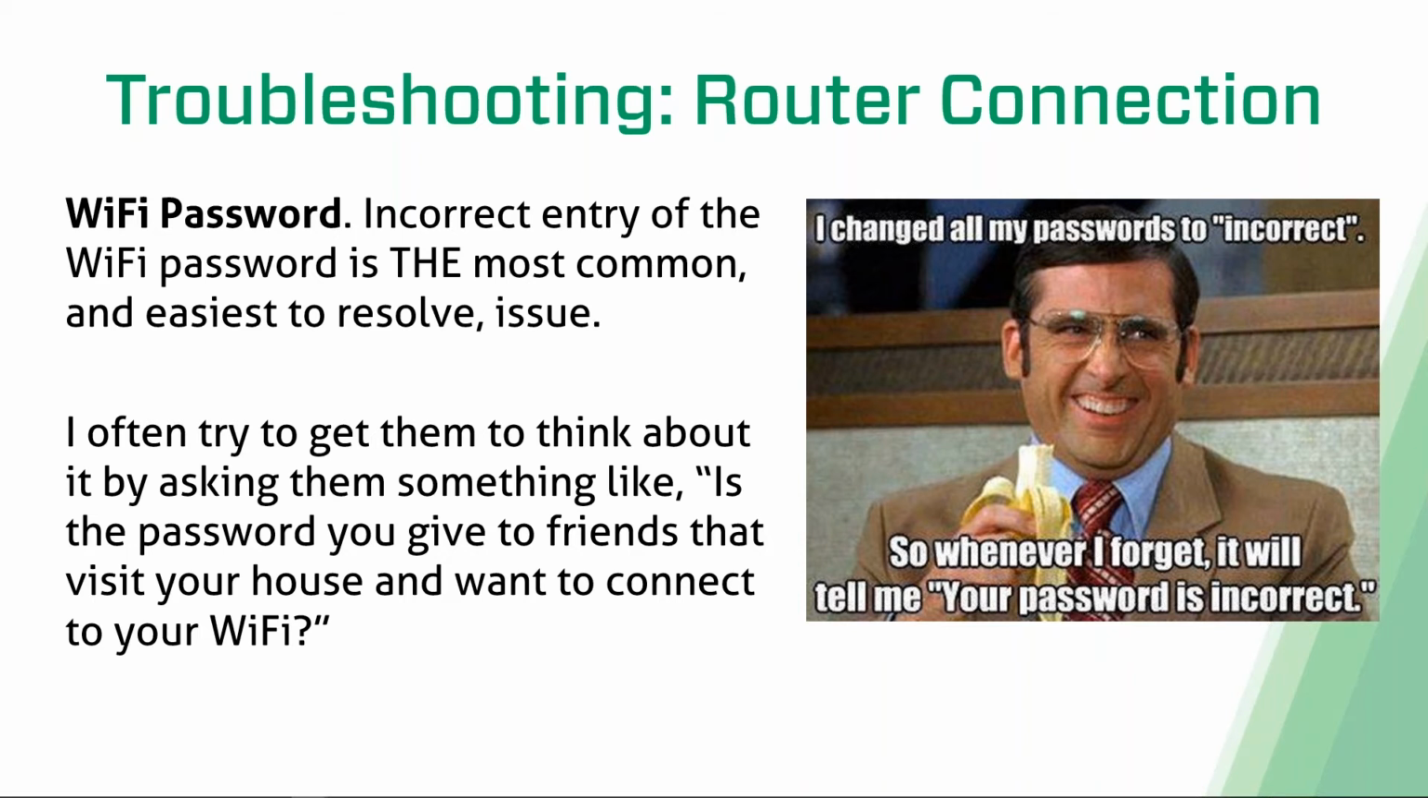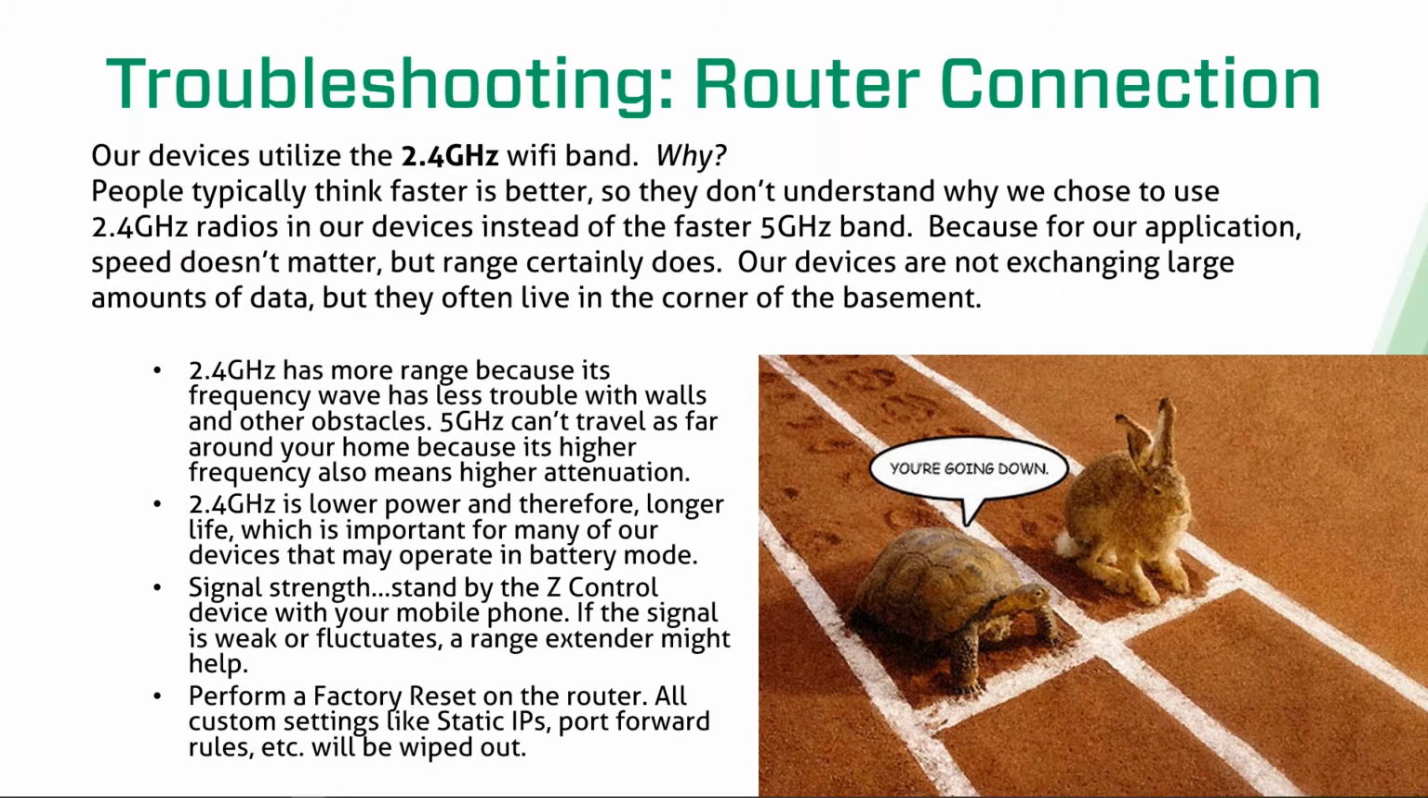All right, now we're going to get into some more router Wi-Fi networking and the bands that Wi-Fi uses. Our devices utilize the 2.4 gigahertz Wi-Fi band. We get asked all the time why. People think faster is better, so they don't understand why we wouldn't choose the 5 gigahertz band instead of the slower 2.4 gigahertz band radios in our products.